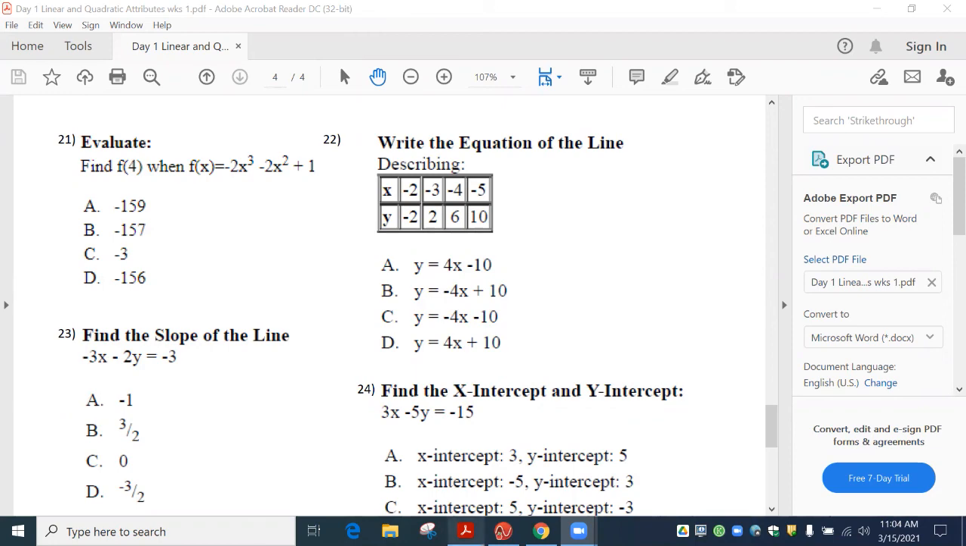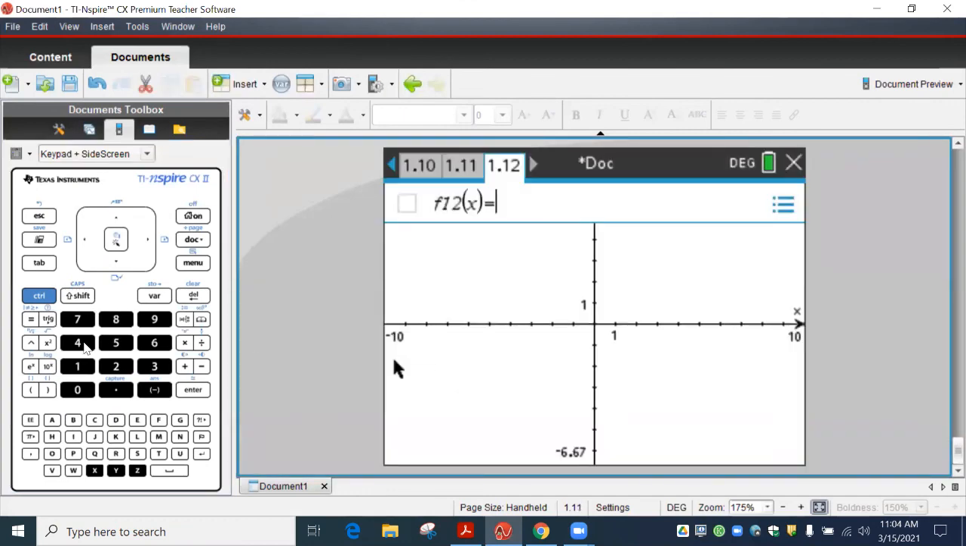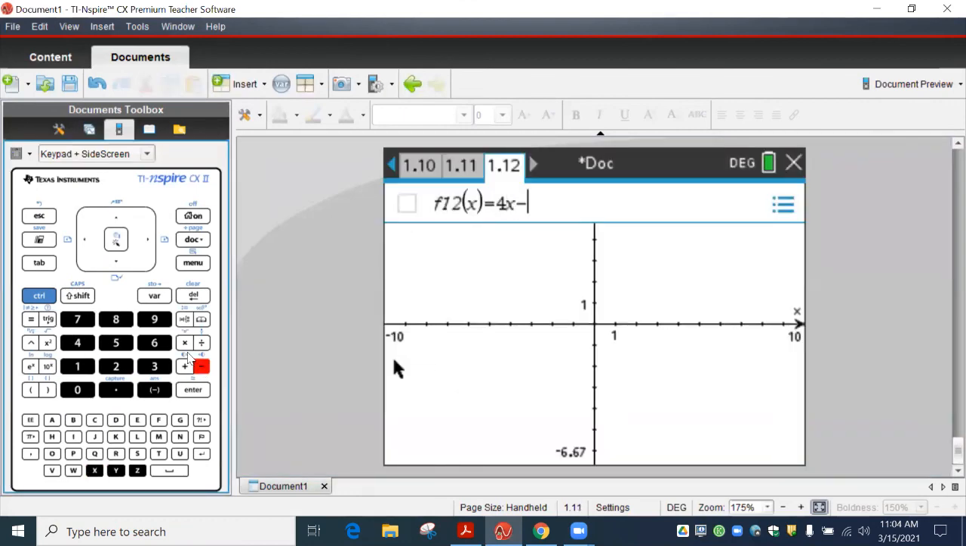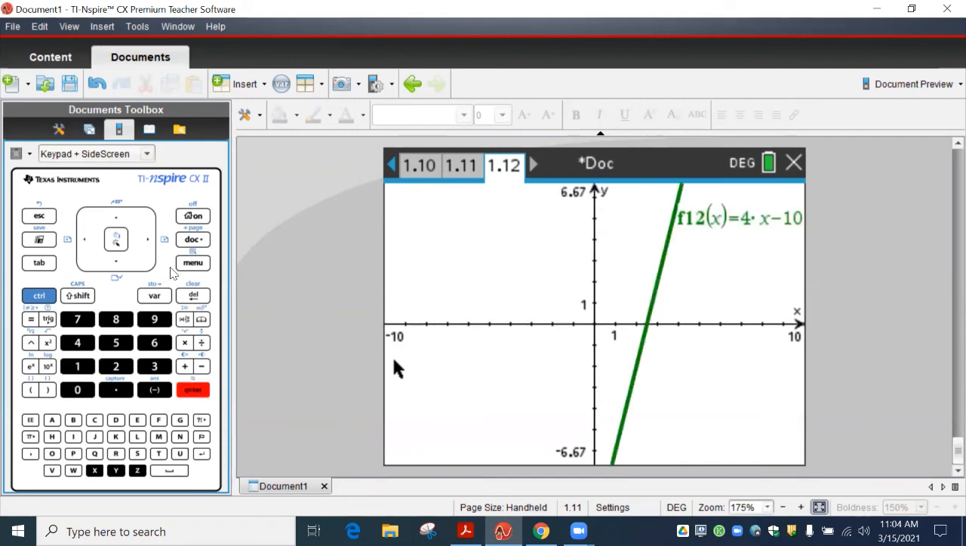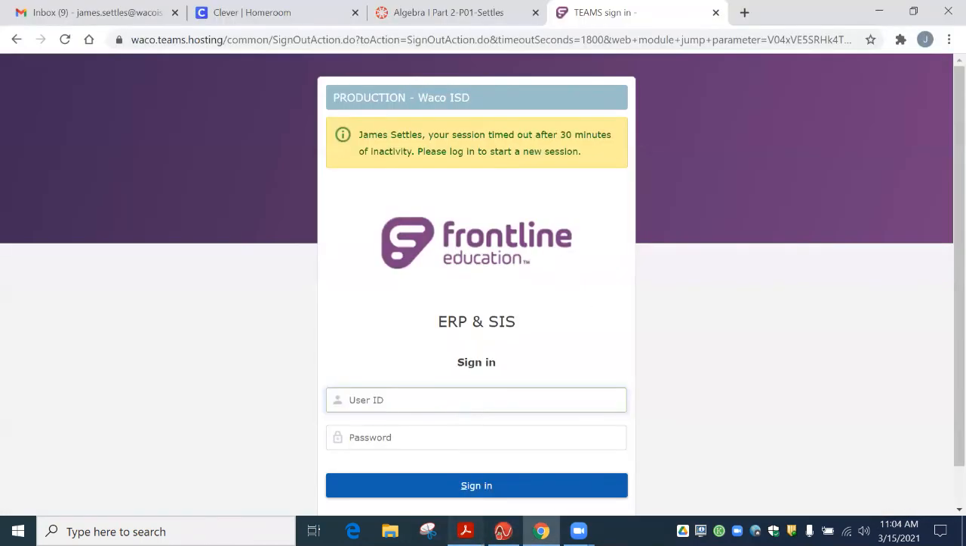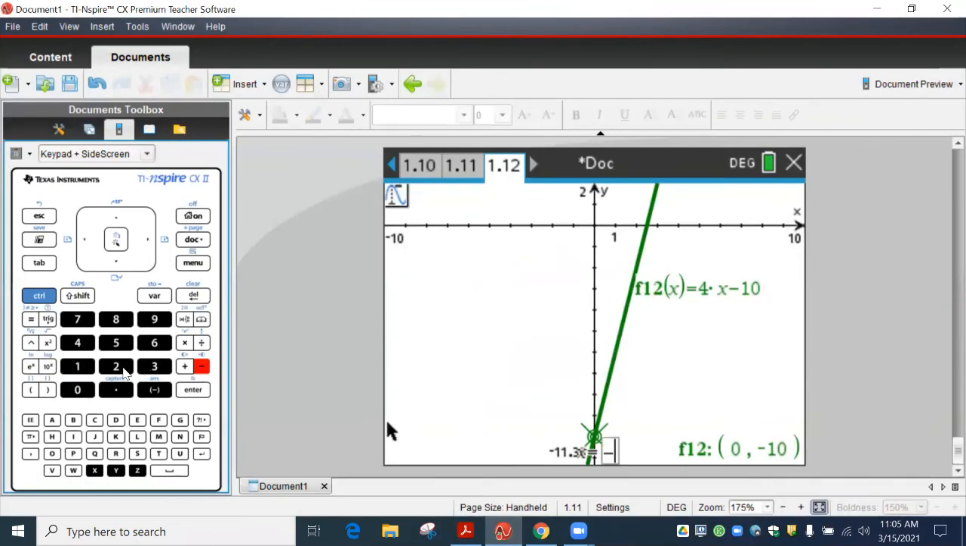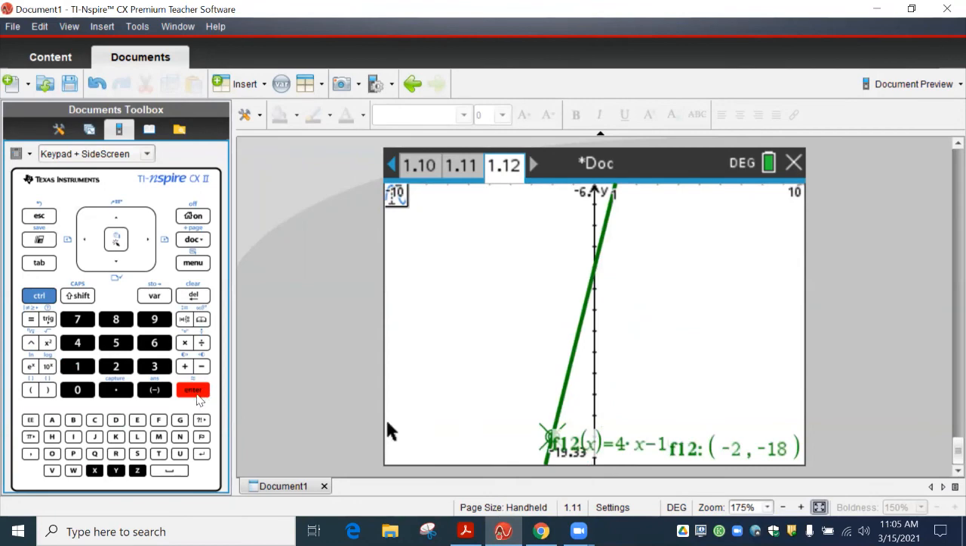So let's type in A, 4x minus 10. So I'm going to start a brand new one and type 4x minus 10. Hit enter. All right, we're going to hit menu 5-1. And we're typing in these extra numbers. I'm going to keep doing that. So we're typing in -2 and see if it gives me -2. It did not.